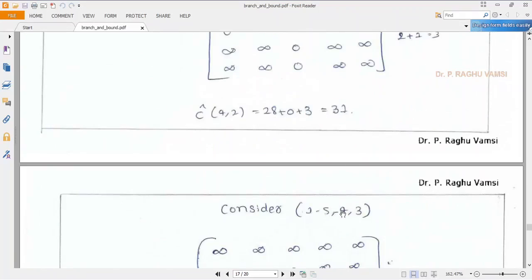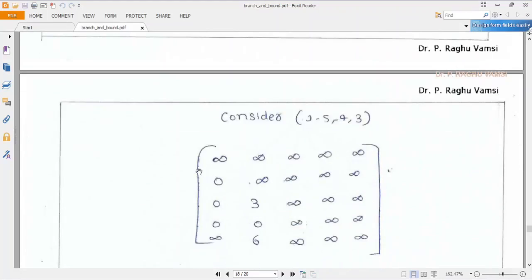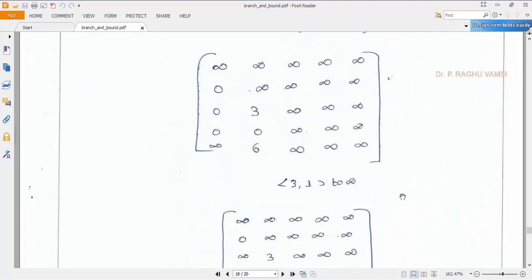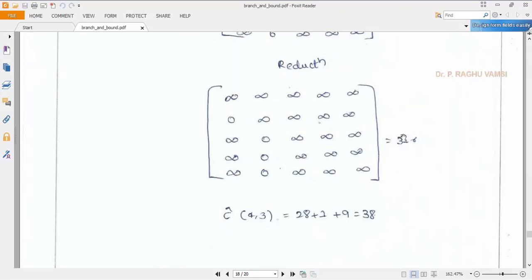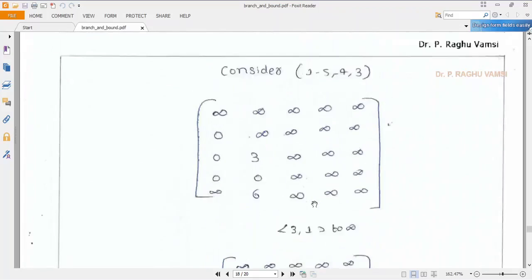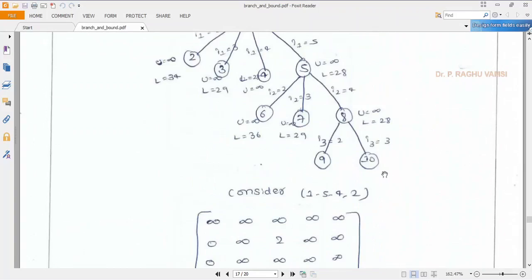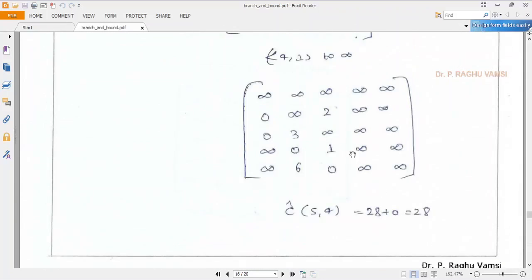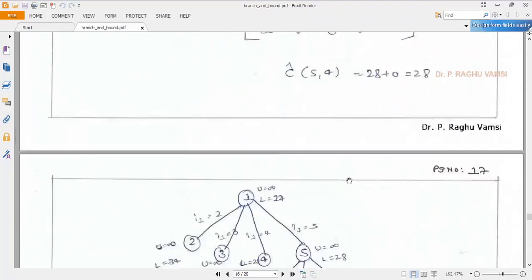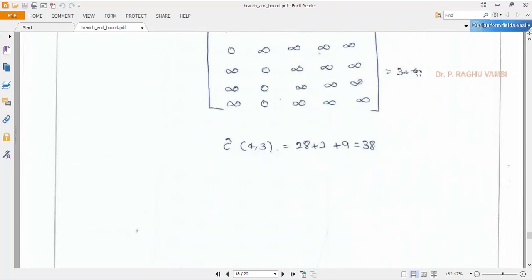Now consider 1 to 5, 5 to 4, and 4 to 2 is already over. The next possible branch is 4 to 3. So the first row is infinity, the fifth column must be infinity, the fourth column must be infinity, and the third column must be infinity. Perform the same row operation and column operation by taking the minimum cost. The value that we have reduced here is 3 plus 6, 9, and 28 is the previous cost. Now the cost of 4 to 3 in the previous matrix that we obtained is 1. So 28 plus 1 plus the cost reduced in the current step, which is 9. So 28 plus 1 plus 9 is 38.